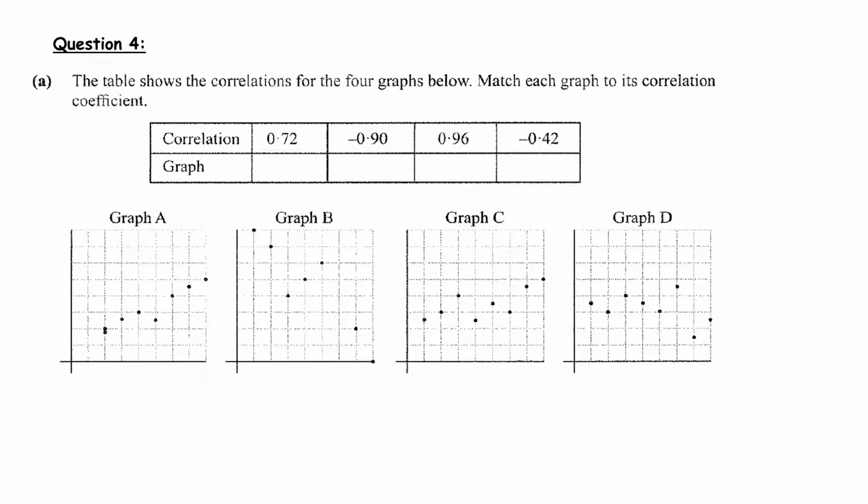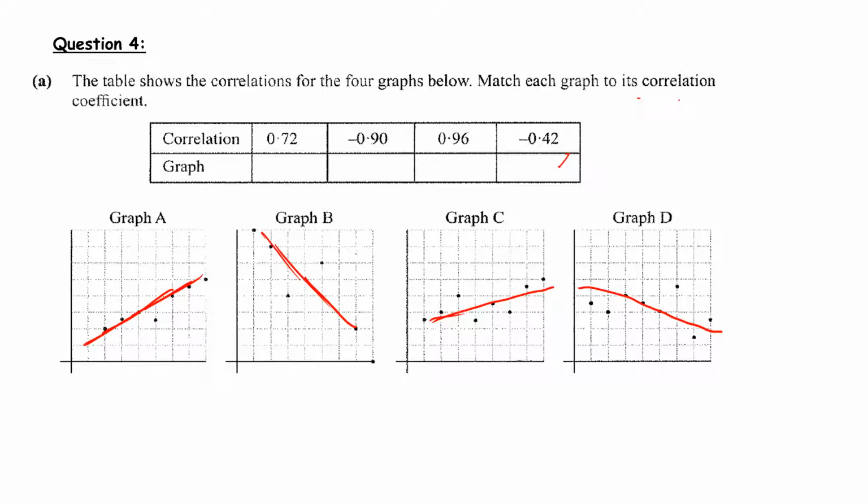So the last question, question 4. The table shows the correlation for 4 graphs below. Match each graph to the correlation. So correlation is generally how the points are looking. So if I put in kind of a line of best fit, so one there, the line will go something like this, and this one will go something like here. Now, not great straight lines. Remember, I haven't got a ruler. But we can now get a sense of which graph will be which.